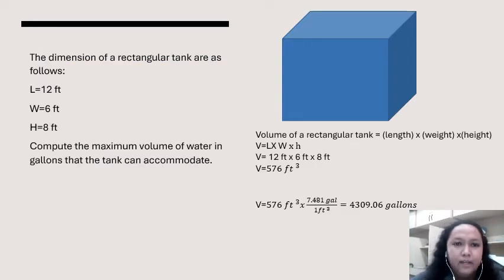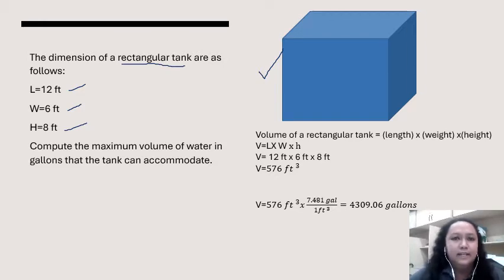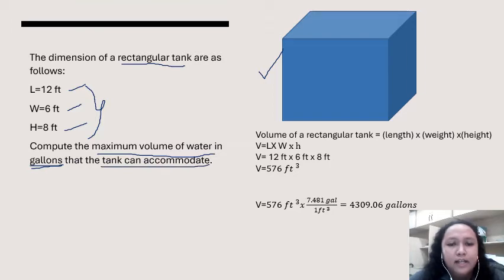Another example, if kanina we have the cylindrical tank, then we have also the rectangular tank. So, given sa atin yung rectangular tank, length, width, and the height. So, ang length natin daw is 12 feet, the width is 6 feet, and the height is 8 feet. So, how do we compute for this? We need to compute for the maximum volume of the water. Maximum volume of the water in gallons. Take note, in gallons, but ang unit natin is in cubic feet, that the tank can accommodate.